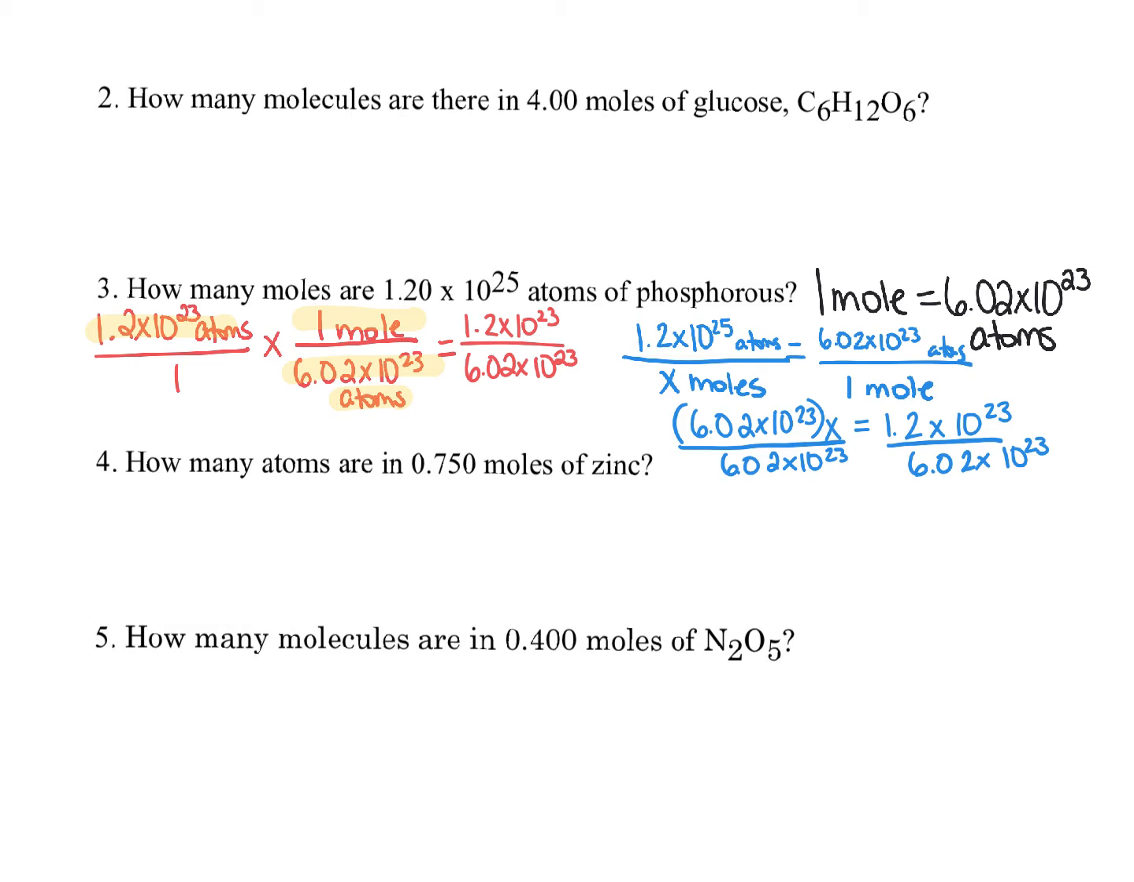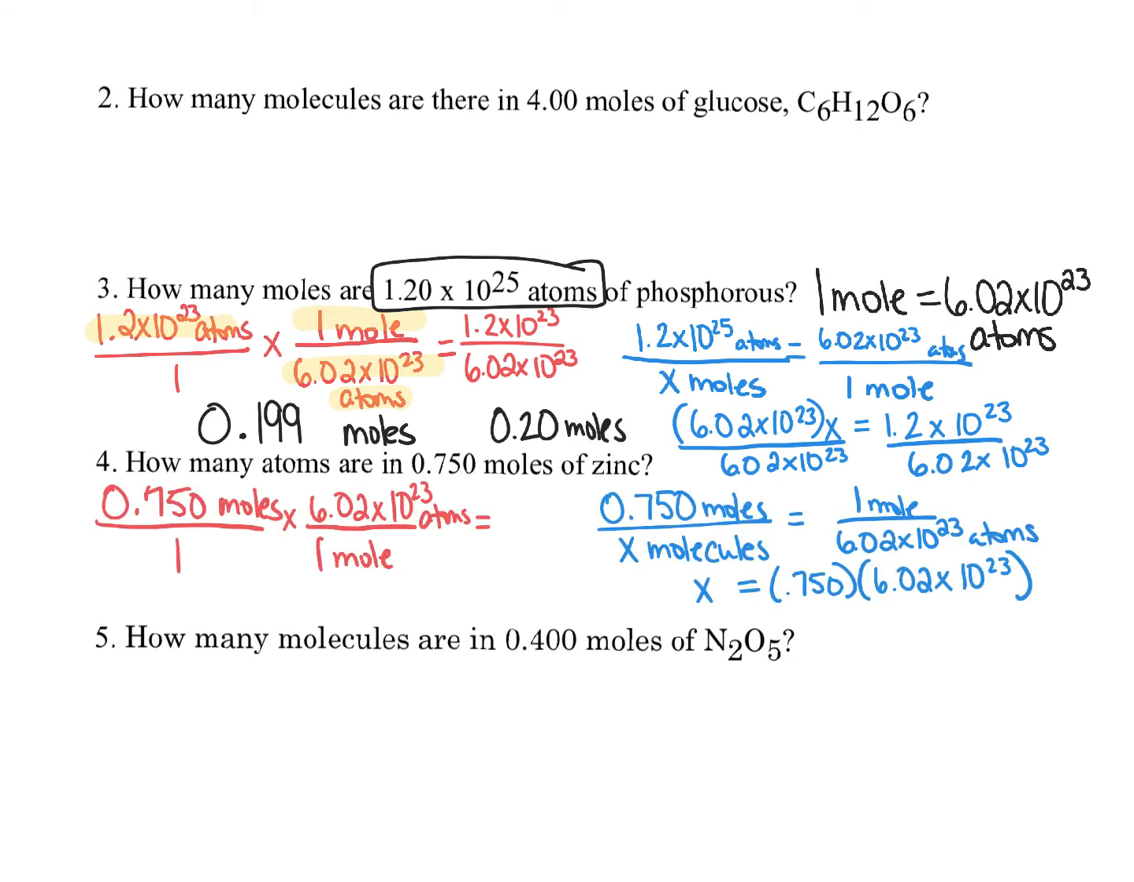You can see that mathematically, you're always going to take 1.2 times 10 to the 23rd, which was your given number of atoms, and you're going to be dividing by 6.02 times 10 to the 23rd. And so your final answer should be 0.199 moles. And if you rounded that to 0.20 moles, that would be acceptable as well.